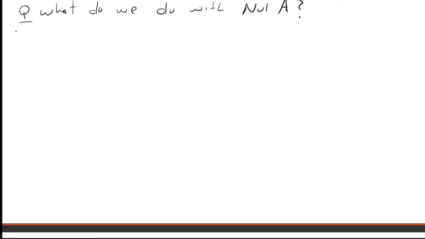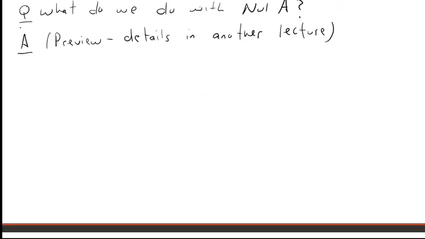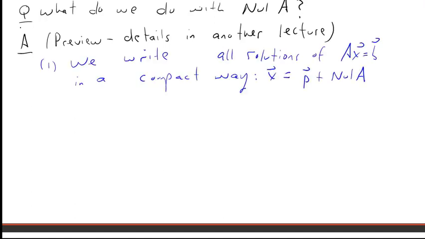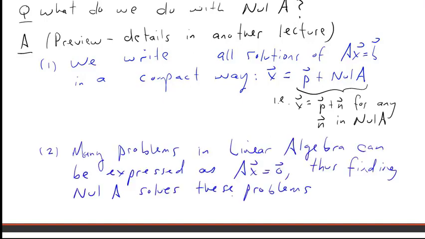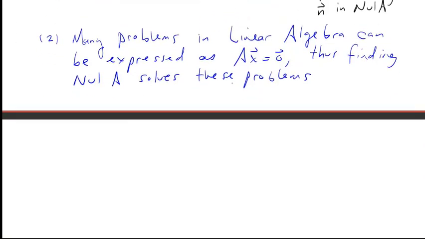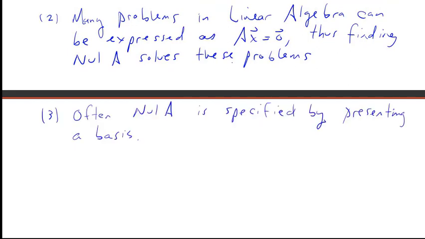What do we do with null A? What role does it play? Here's a partial answer without details. First, the null space allows us to write all solutions of Ax equals b in a particularly compact way. In other words, a general solution is equal to a particular solution plus something in the null space. x is equal to p plus n. 2. Many problems in linear algebra can be expressed as a homogeneous equation Ax equals 0. Thus, finding null A solves these problems. And 3, I want to mention that null A is often specified by presenting a basis.